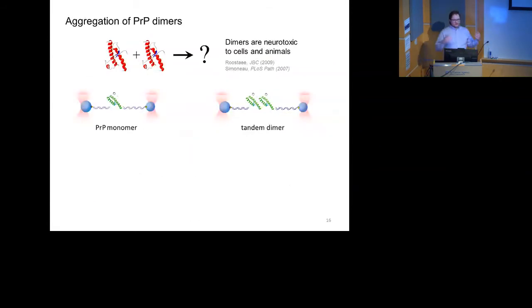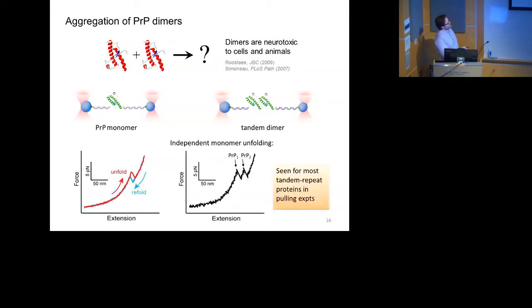So when I started this, we wanted to look at aggregation. We had data on just a prion protein by itself, just a prion monomer. And so we wanted to go one step further and say, okay, what happens if we put two prion proteins beside each other? There was some relevance for doing this because there was some biological data to show that dimers were perhaps relevant to toxicity. And I've been showing you native prion all along here.